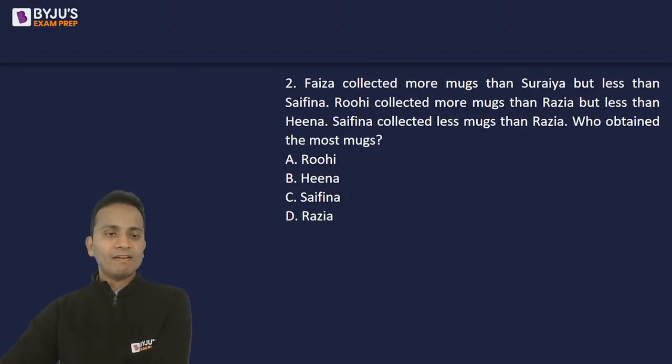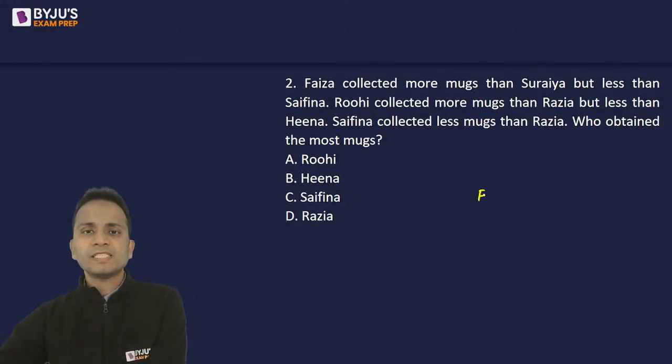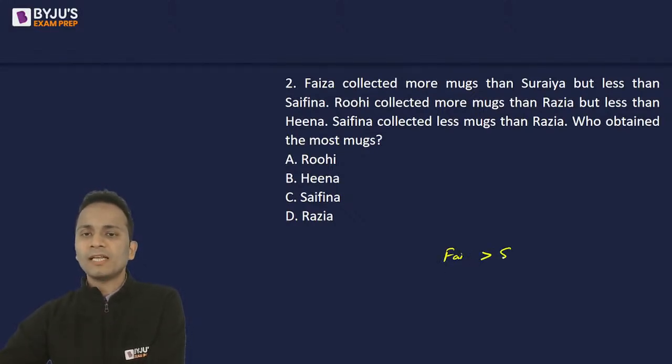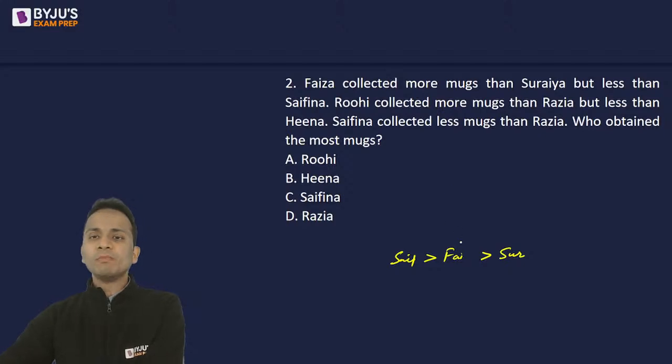Okay, so let's have a look at this. The first statement: Faiza collected more mugs than Suraya, but less mugs than Sefina. I will write it once again somewhere at the bottom. So Faiza collected more mugs than Suraya and less mugs than Sefina. Now, Ruby collected more mugs than Razia, but less mugs than Hina.